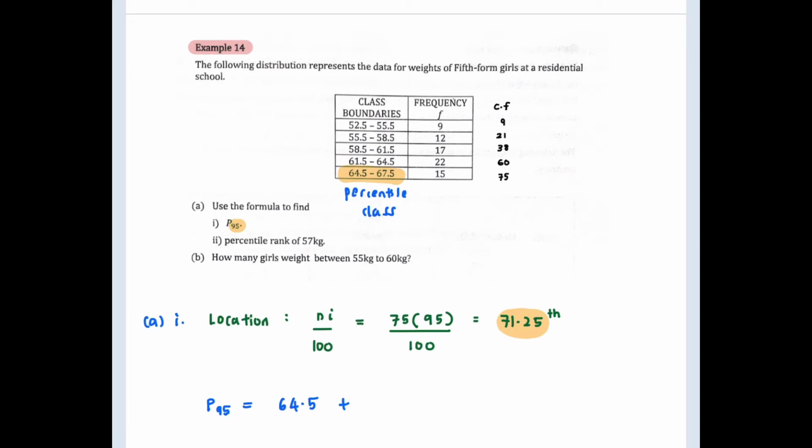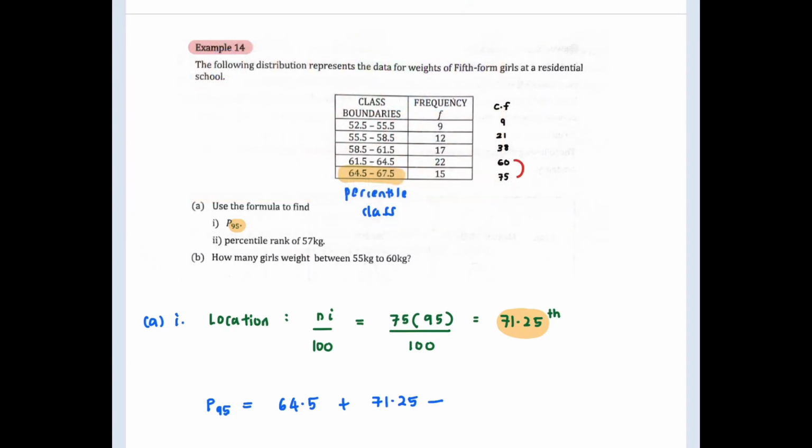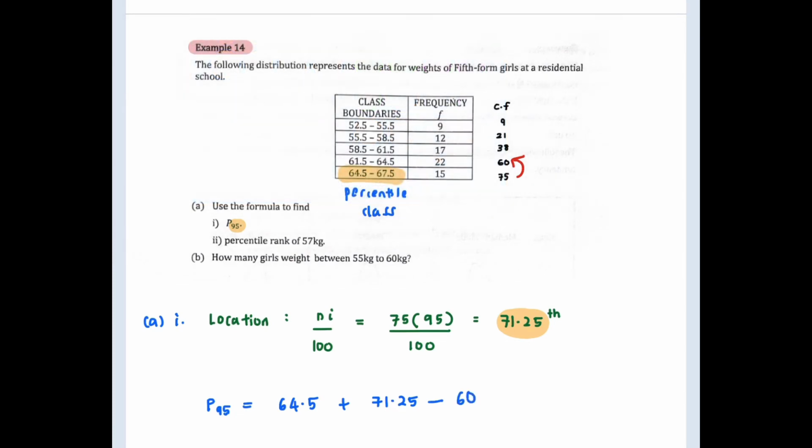This is your location just now, Ni over by 100. So you are having 71.25 minus capital F. Capital F is the cumulative frequency before the median class, which is 60. So you are having 60 here over by small f. Small f is referring to frequency of the percentile class, which is 15.